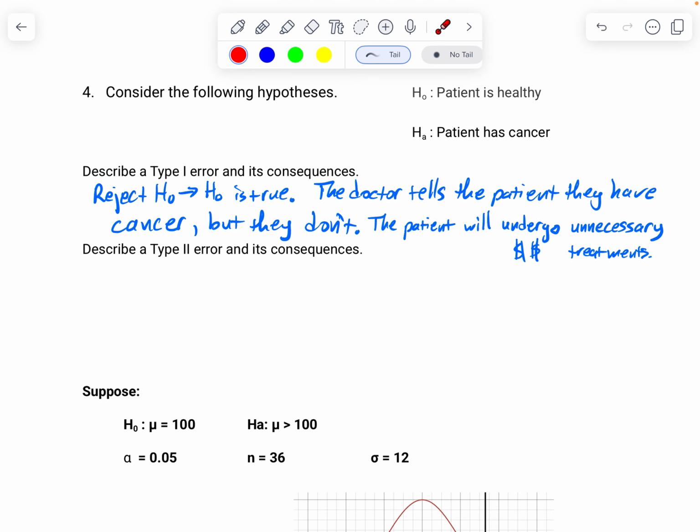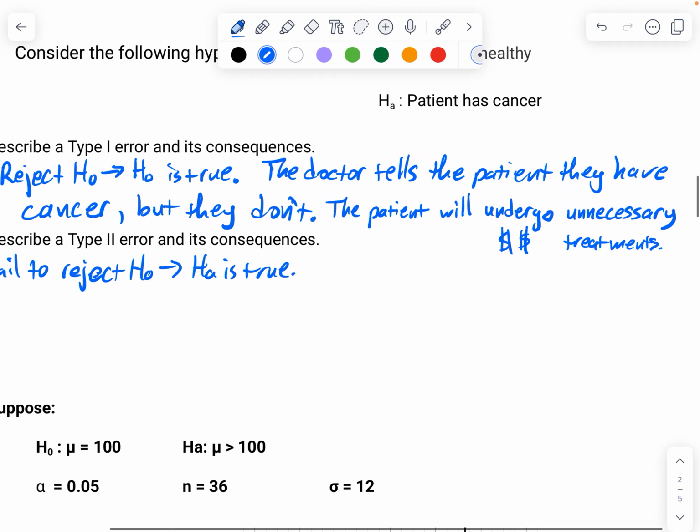So remember, that is when you fail to reject this, but you should have. So you fail to reject H0, but HA is true. So what does that mean? So you don't reject this, so you kind of put a check mark here, but this was the truth. So what does that mean in context?